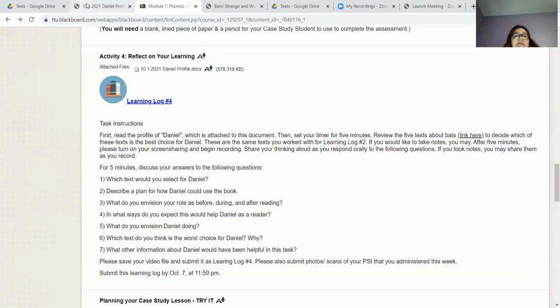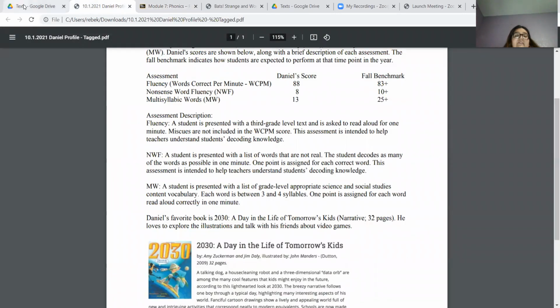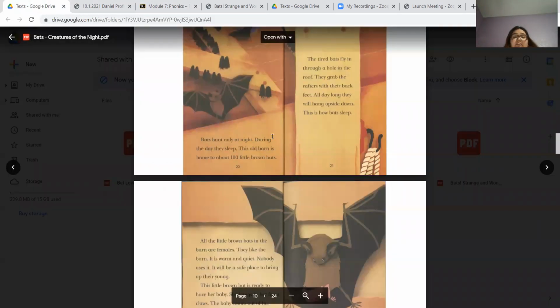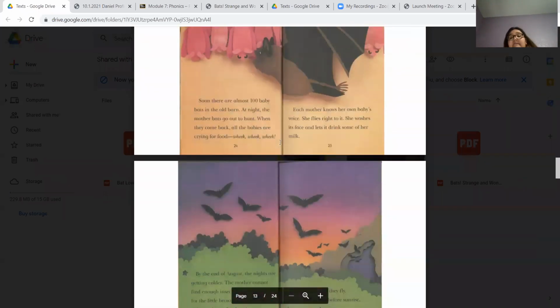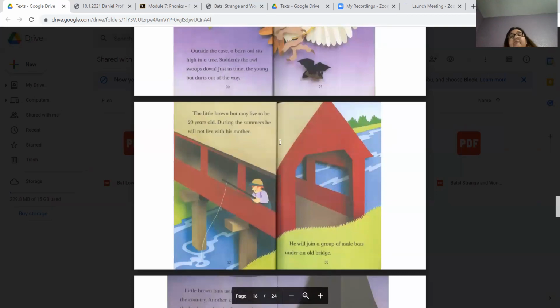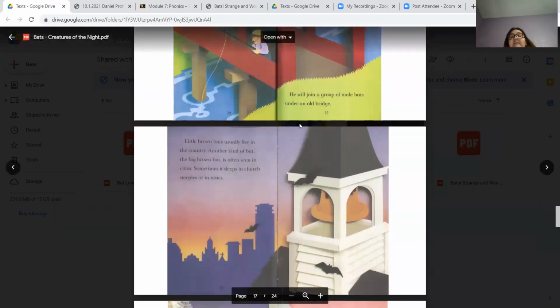I feel like reading this book could be helpful to Daniel because it does have a lot of illustrations, and it says right here he loves to explore illustrations, which means he really likes to look at pictures when he's reading. I think this book, 2030, A Day in the Life of Tomorrow's Kids, has a lot of pictures. And when you look at this one, Bats, Creatures of the Night, there are pictures on every single page, which makes it more interesting. It catches him. It is in Daniel's interest to have pictures, and it'll help him a lot because it'll make him more confident in reading.